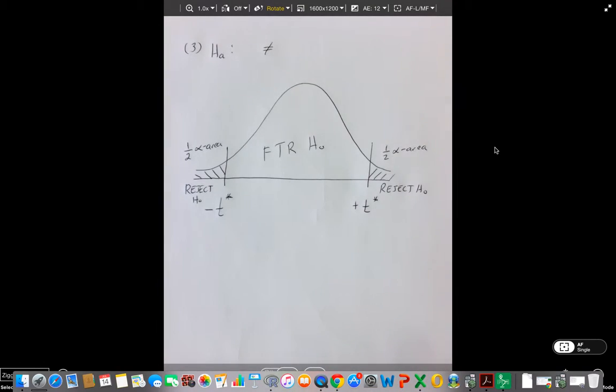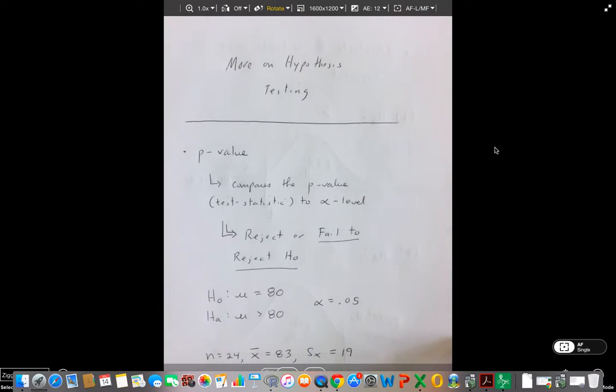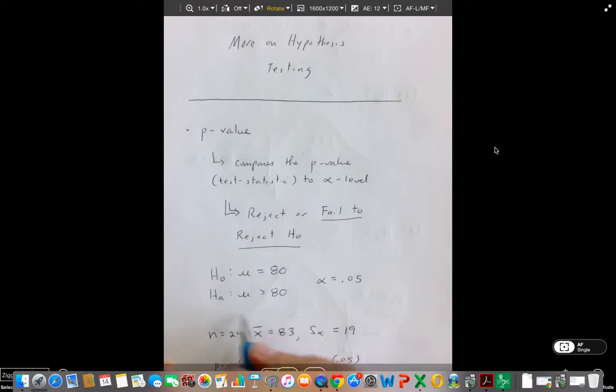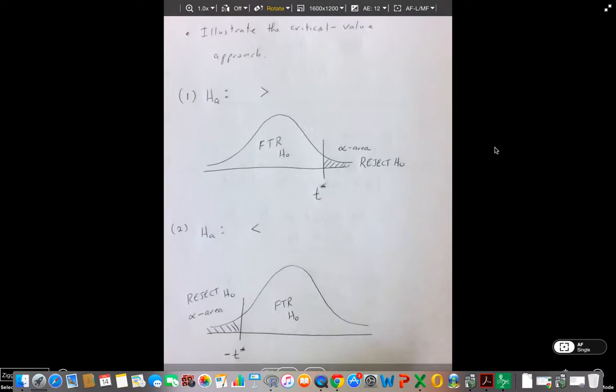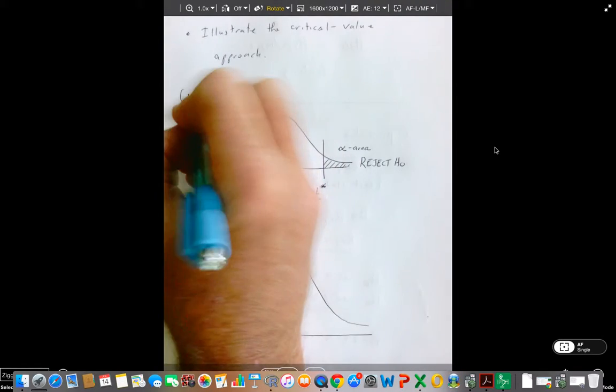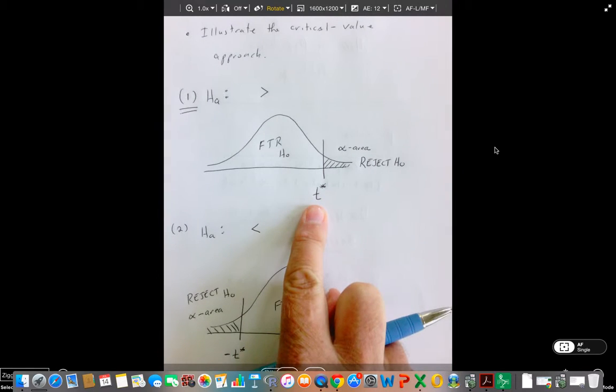Now, let's go back to our original problem. Our original problem, what did we want to do? We wanted to see if there's sufficient evidence to conclude that the mean final exam score for students taking the Math 1500 course online is higher than 80. So guys, my alternative hypothesis has a greater than. So I'm going to come to the example for greater than, which just happened to be this first one. And I need to find the T critical.